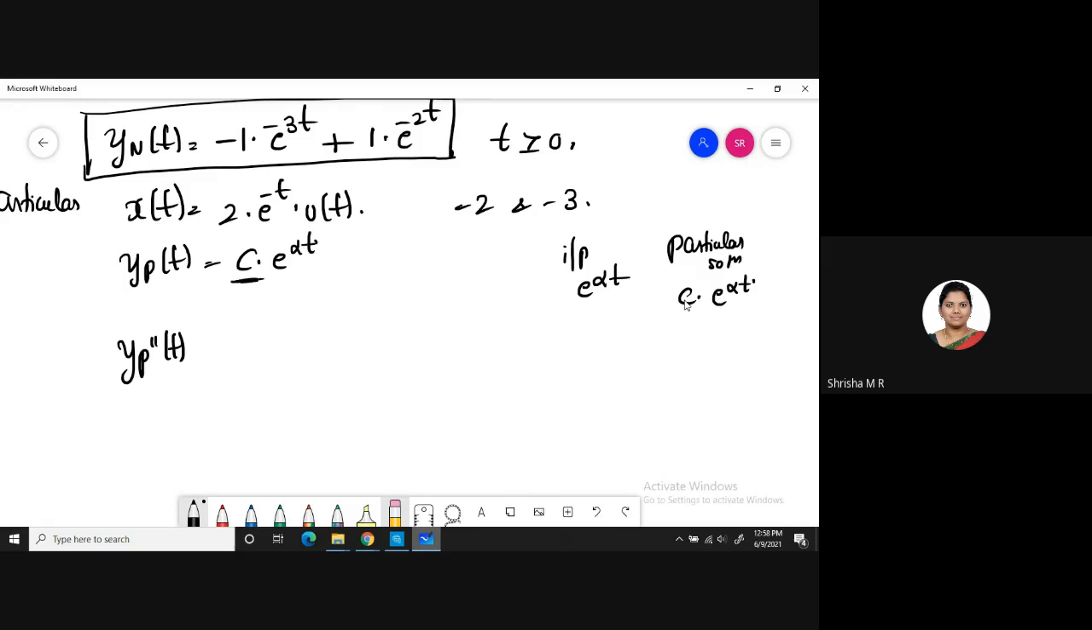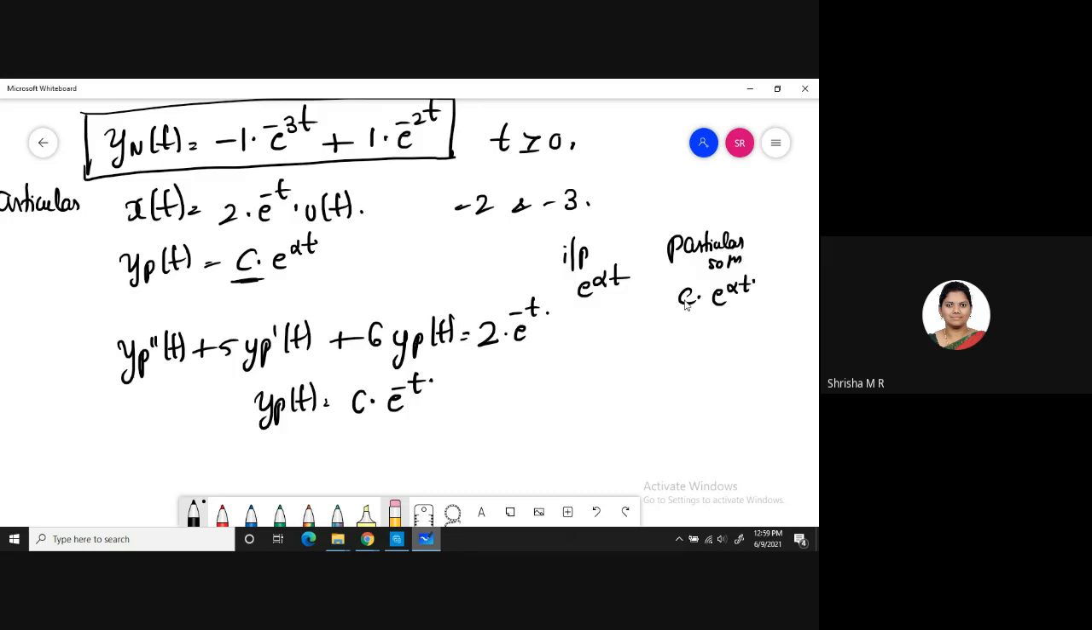So I'll take this particular solution in the differential equation: yp double dash of t plus 5 times yp dash of t plus 6 yp of t is equal to 2 into e power minus t, u of t is 1. So yp of t is c into e power minus t. So you have to find what c is.